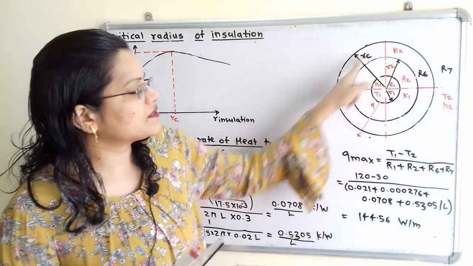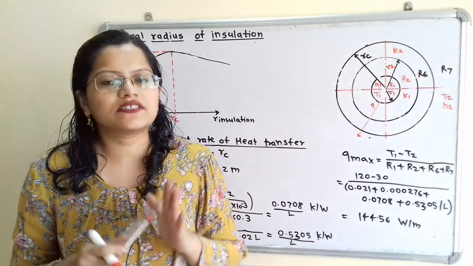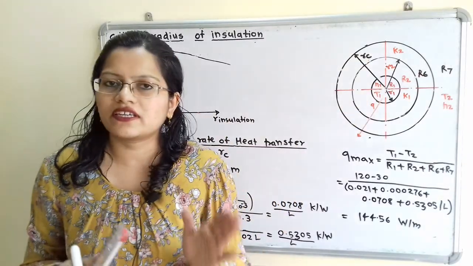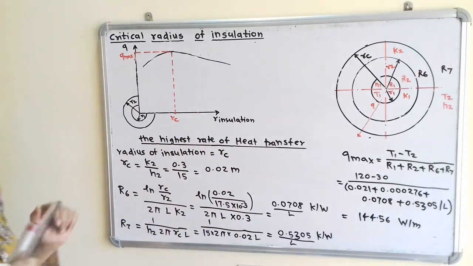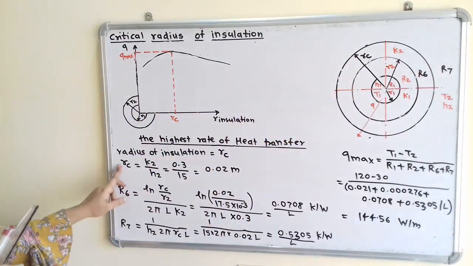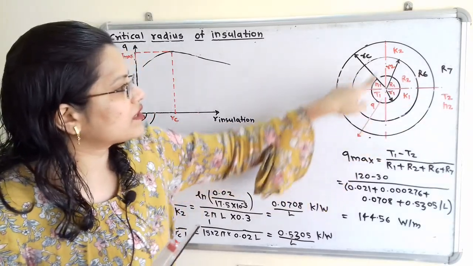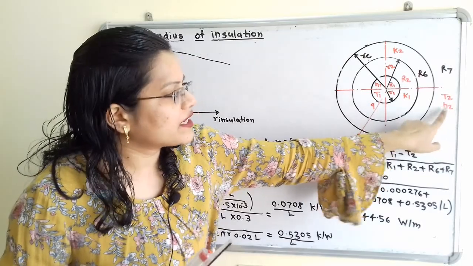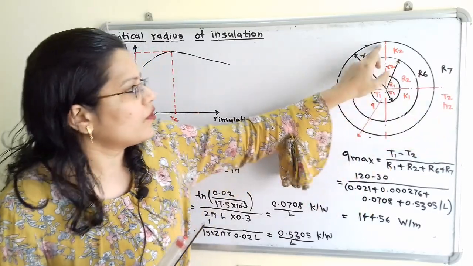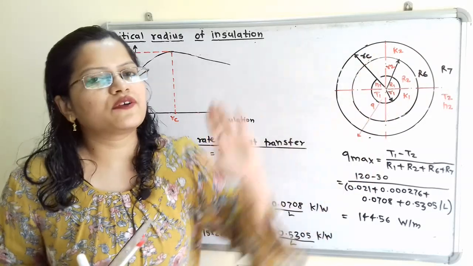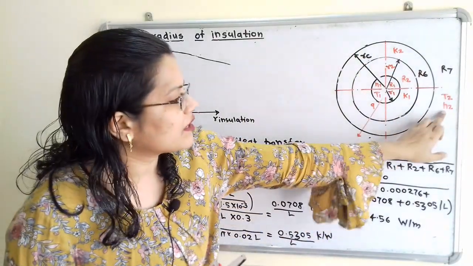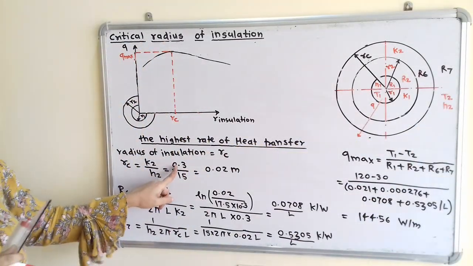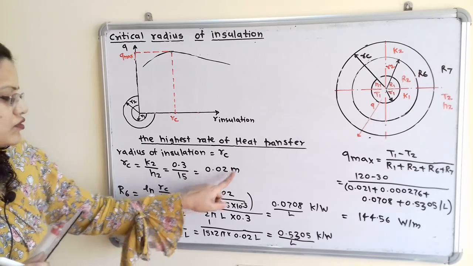For R6 we apply the formula for the resistance due to conduction, and here the radius of insulation is the critical radius of insulation. So how do we calculate this RC? RC depends on the conductivity K2 provided for the insulation material and on the convection heat transfer process. From this RC the heat is transferred by convection, with convective heat transfer coefficient H2. So K2 by H2 is equal to 0.3 by 15, which is equal to 0.02 meter.